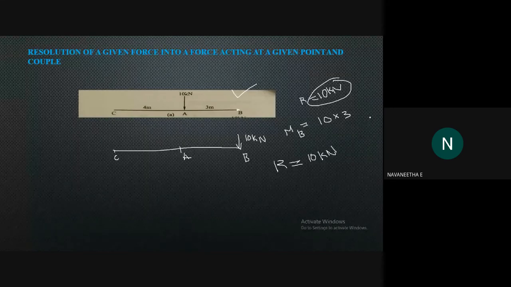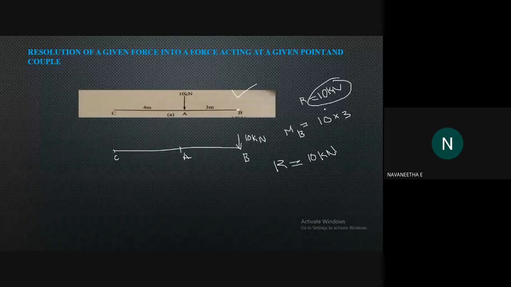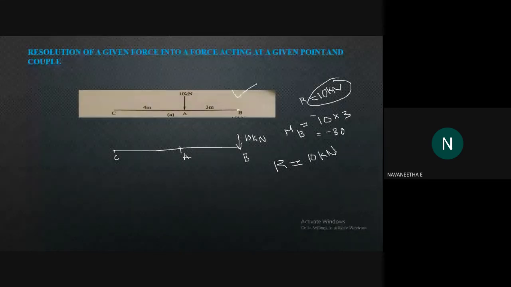Fixing the point B and rotating the beam AB with the help of 10 kilonewton, what is the direction of rotation? Anti-clockwise. So it is a negative sign. 10 into 3, that is negative 30 kilonewton meter. That is 30 kilonewton meter in the counter-clockwise direction.